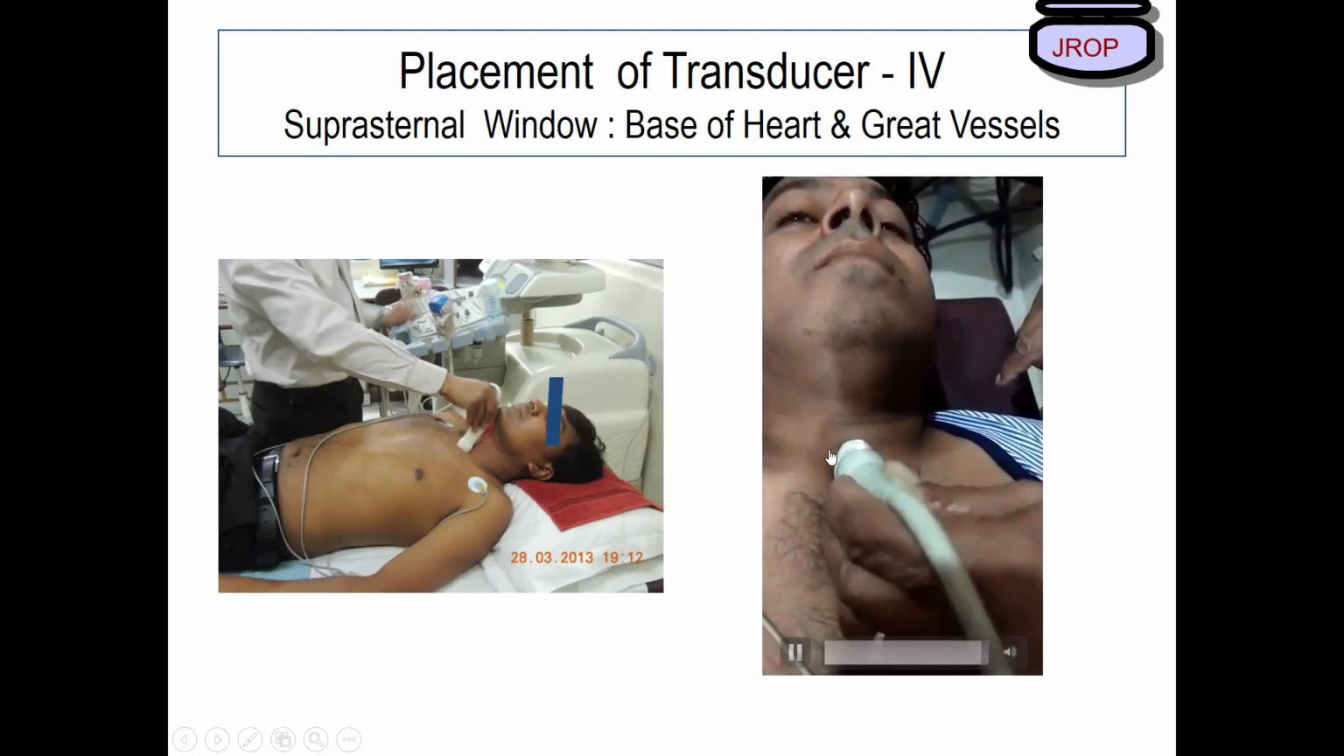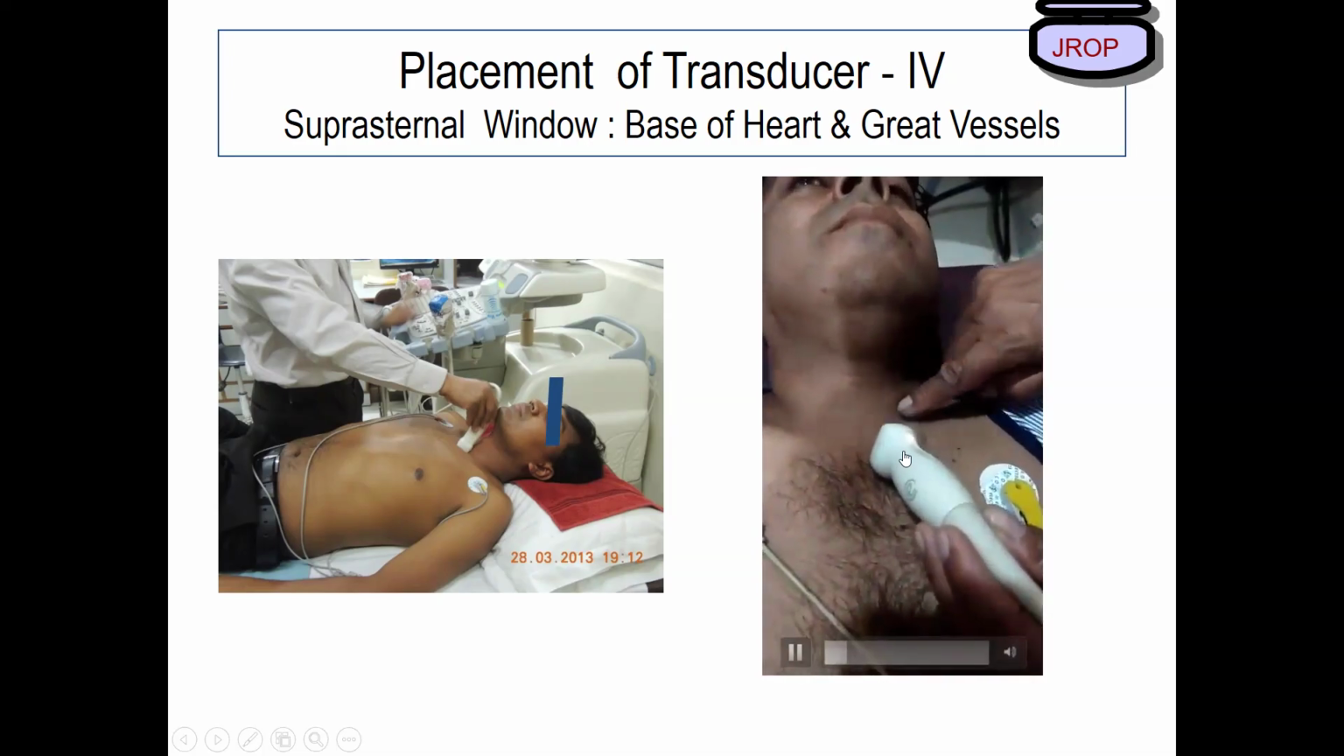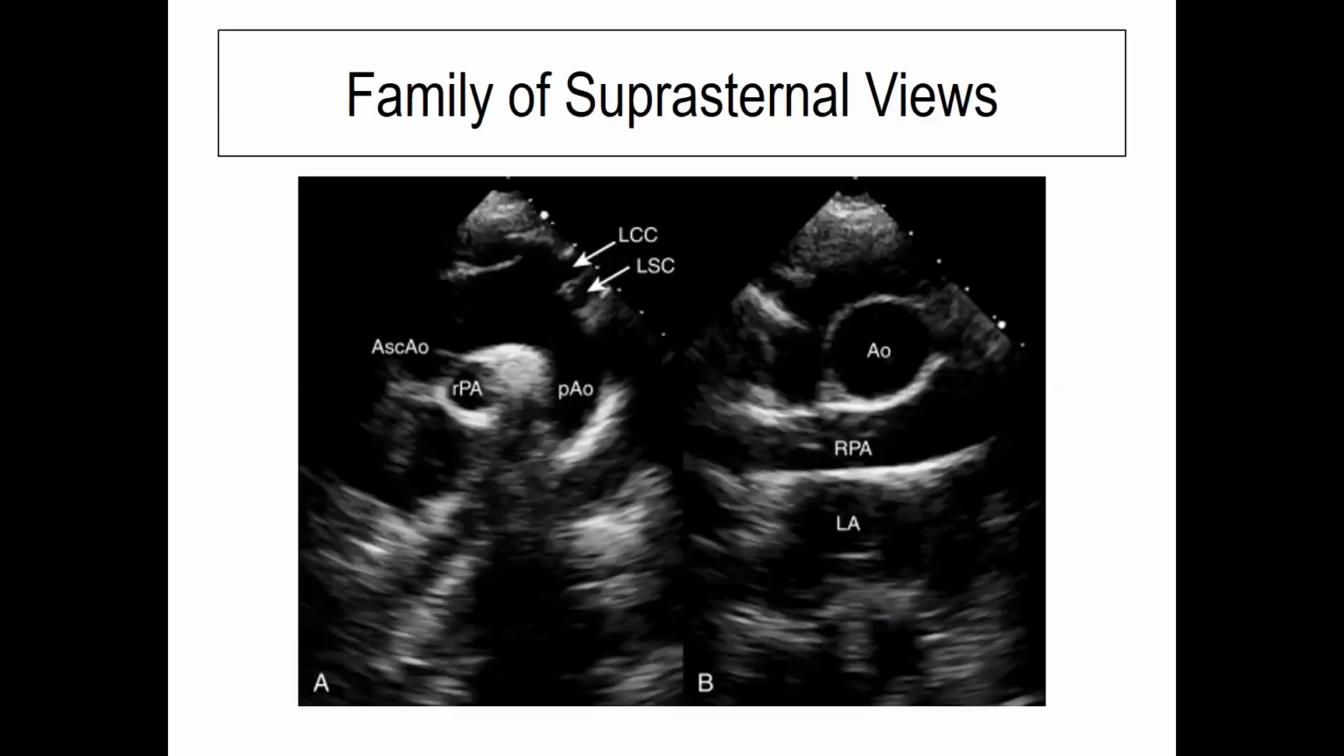A left turn will give you the ascending aorta. A right turn will give you the descending aorta. And this is how the images look. This is the ascending aorta, arch of aorta, and the descending aorta. And we can see the left subclavian artery originating from here, the left common carotid, and the innominate artery.